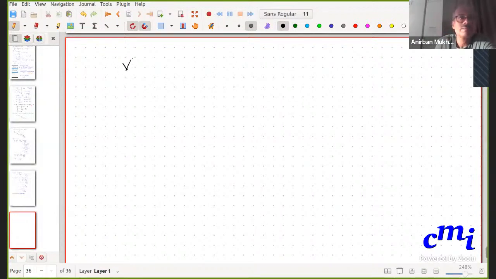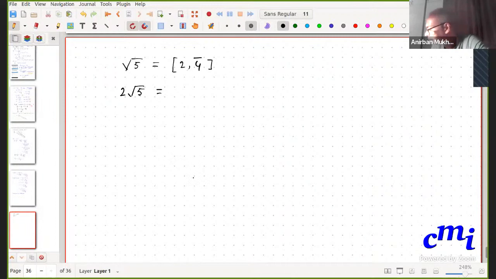So square root of 5, I just calculated these things just before the lecture. So square root of 5 is 2, 4. 4 is the periodic part which repeats. So I'm writing with a bar on it. So 2, 4. Now, if we multiply the square root of 5 by whole numbers, let's see what happens. So this is 4, 2, 8. This part repeats.